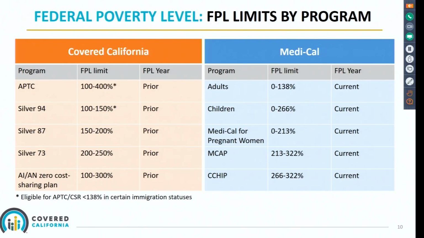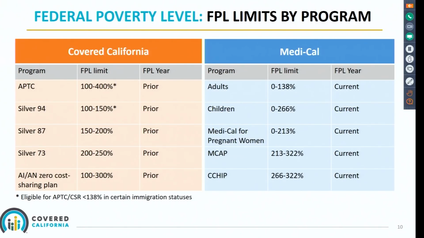Turning to the Medi-Cal side, they have many programs as well. There is Medi-Cal coverage for adults up to 138% FPL. Again, they're looking at the current FPL table to assess that eligibility. They cover children up to 266%.